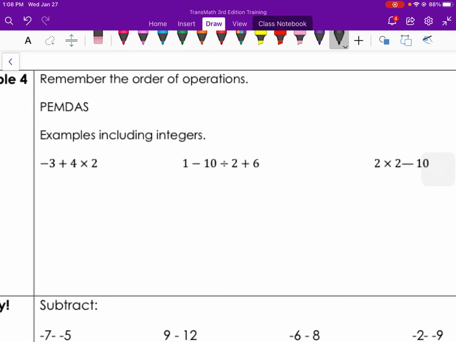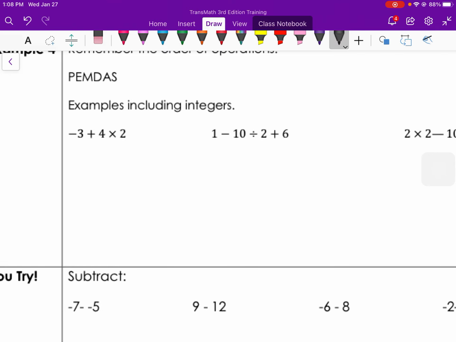Remember the order of operations? We talked about PEMDAS, parentheses, exponents, multiply, divide, add, and subtract. Let's do a few PEMDAS examples, so using our order of operations with some examples that include integers.